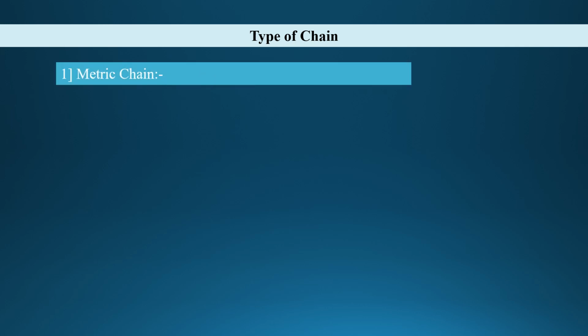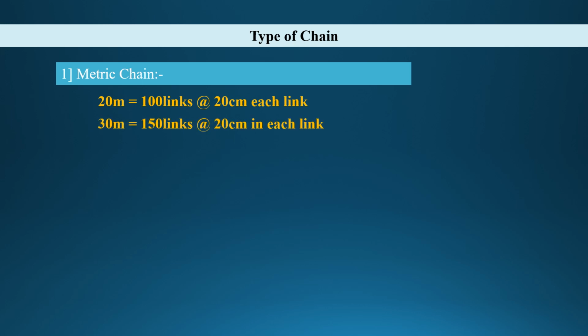Then next is the type of chain. There are two types of chain. First is the metric chain, second is the non-metric chain. Metric chain is available in 5 meter, 10 meter, 20 meter and 30 meter lengths, but in surveying we mostly use the 20 meter and 30 meter chain. The 20 meter chain has 100 links, and at every 20 centimeter there is one link. In the case of the 30-meter chain there are 150 links, and at each 20 centimeter there is one link.